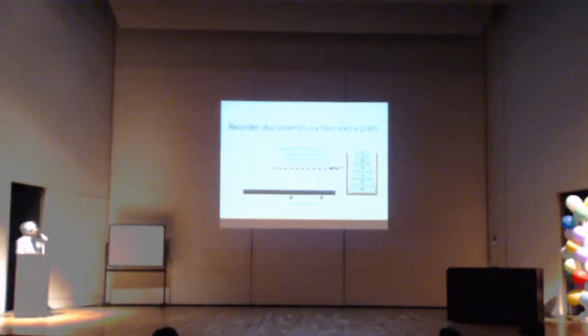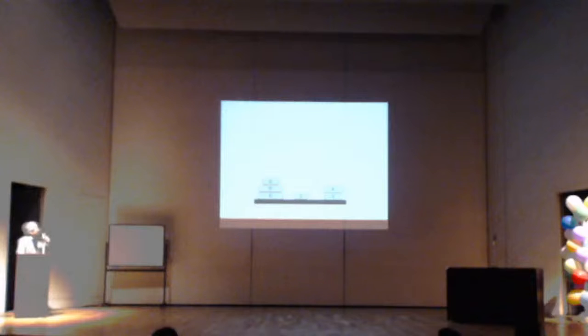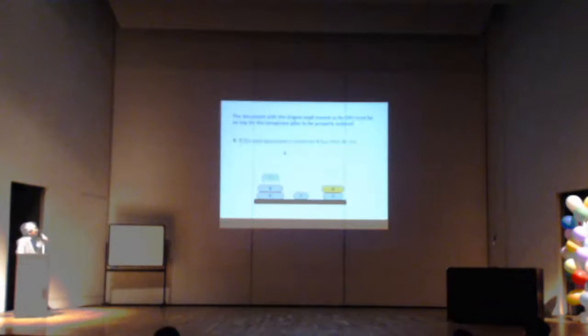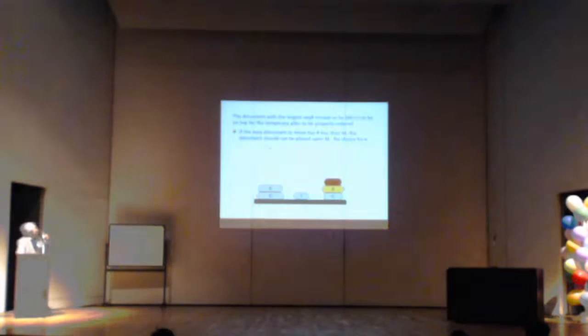So this is the problem, and we want to see what's required. The document with the largest sequence number moved so far must be on top of each of the temporary files to keep them properly ordered. Otherwise, this cannot be moved to the document box in order. If the next document to move has a number less than this top document, then it should not be placed upon it, or the order is disturbed. So we have to move this here.